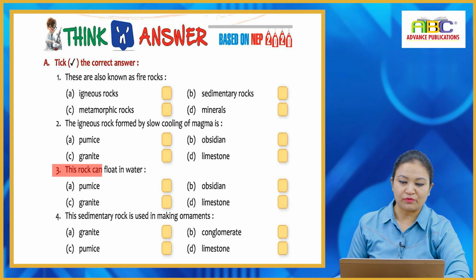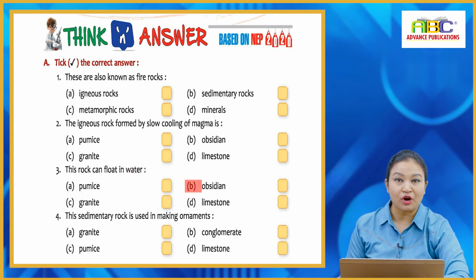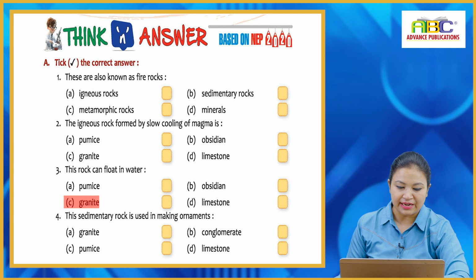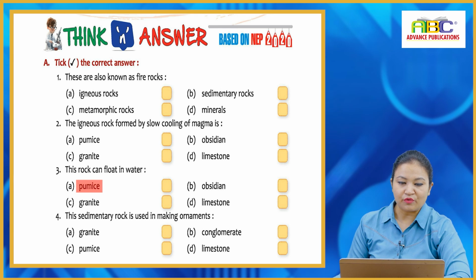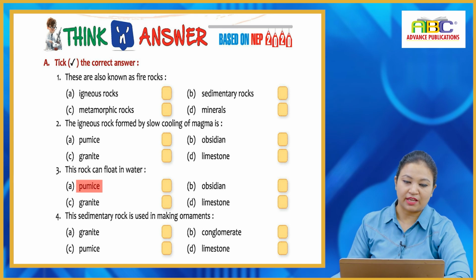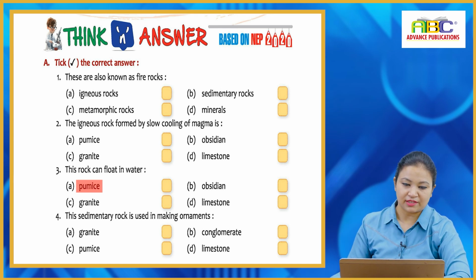Third, this rock can float in water. What is it? Option A, pumice, option B, obsidian, option C, granite, and option D, limestone. So the answer is option A, pumice. This kind of rock can float on water. ये जो प्यूमाइस रॉक होती है ये पानी में इजीली फ्लोट करती है. बाकी जितने भी आपने रॉक्स देखे होंगे ये क्या कर जाते हैं, पानी में सिंक कर जाते हैं.